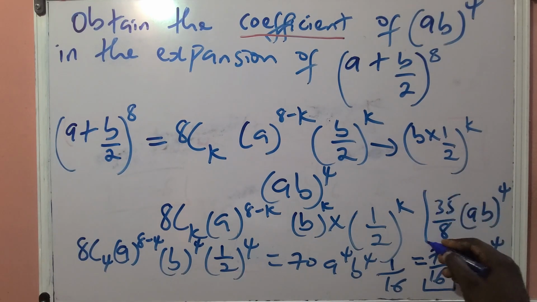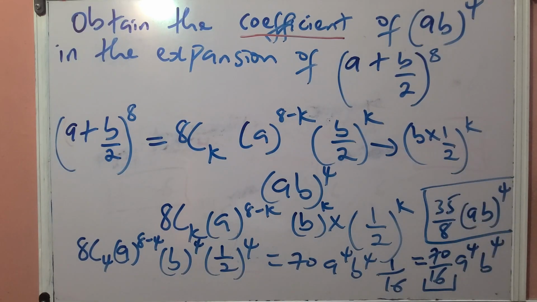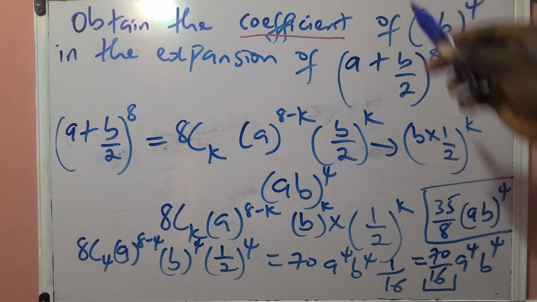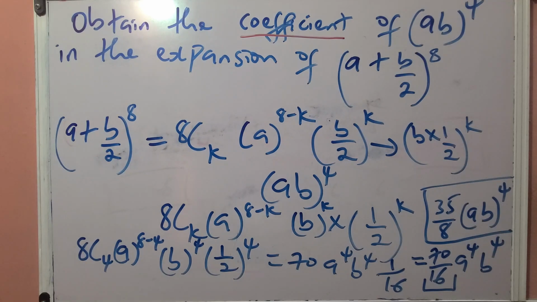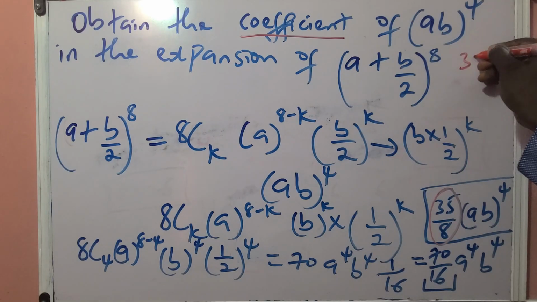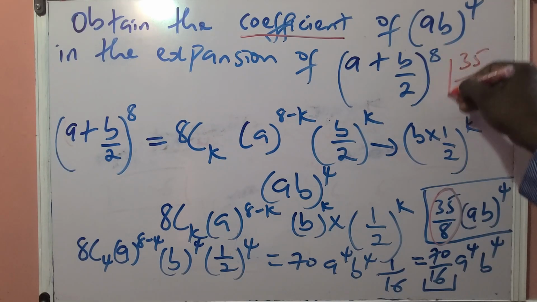So this is your entire term, but you're not told to find the entire term, you're told to find the coefficient. So the coefficient will obviously be 35 over 8. So this is the coefficient of ab raised to the power of 4. So the answer to this question is 35 over 8.